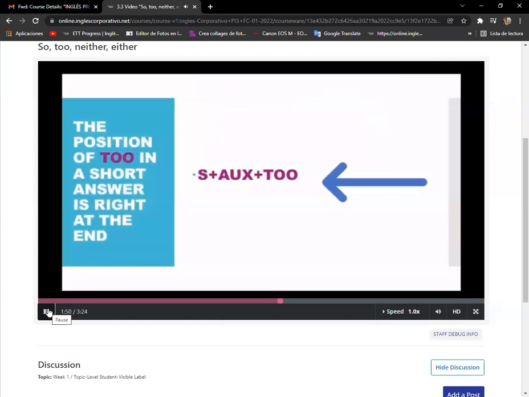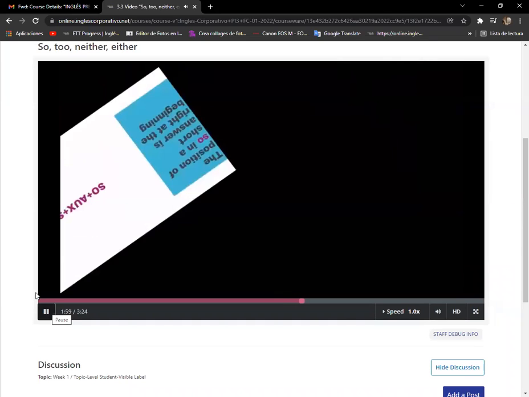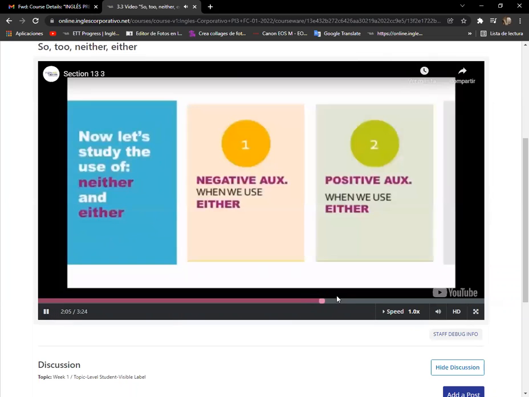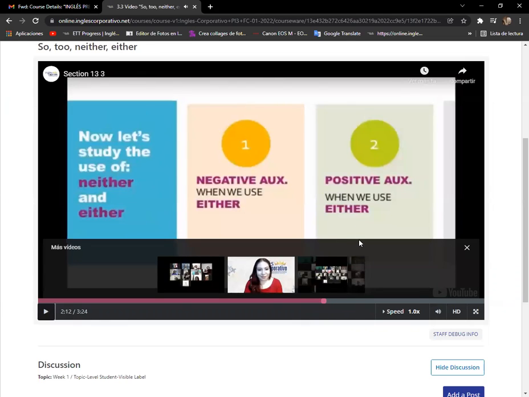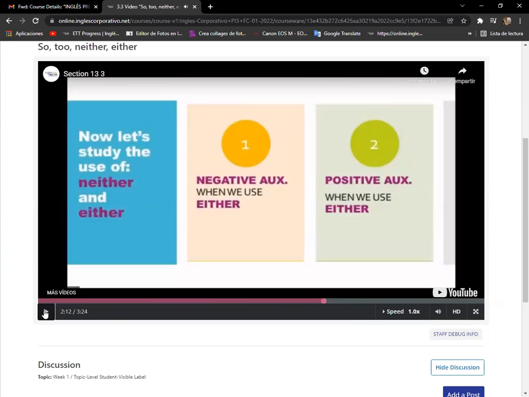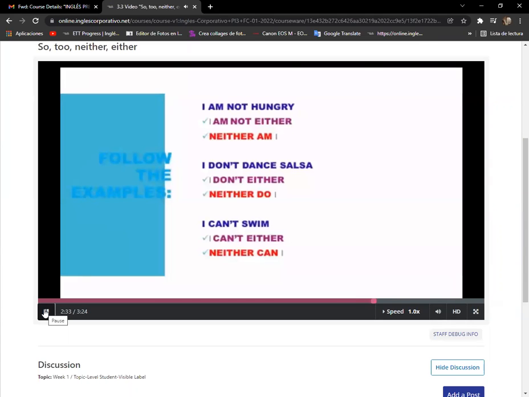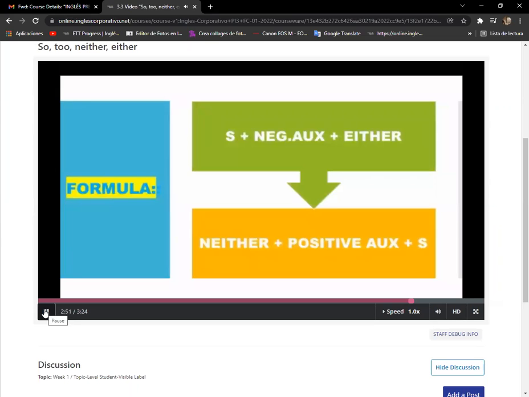The position of too is right at the end. Follow me. Subject, auxiliary, too. The position of so is right at the beginning. Follow me again. Neither and either. To show agreement with negative statements, we can use neither and either. We also use the auxiliary verb of the statement. Pay attention to the following. We use the negative auxiliary when we use either, and the positive auxiliary with neither. Follow the examples. I am not hungry. I am not either. Neither am I. I don't dance salsa. I don't either. Neither do I. I can't swim. I can't either. Neither can I. I'll leave you with the formula so you understand it better.